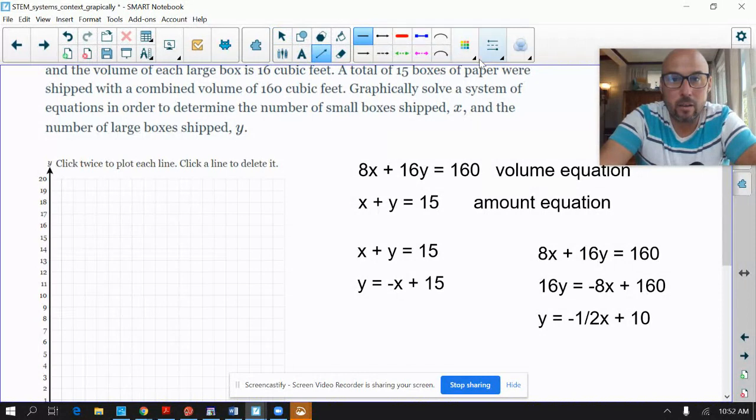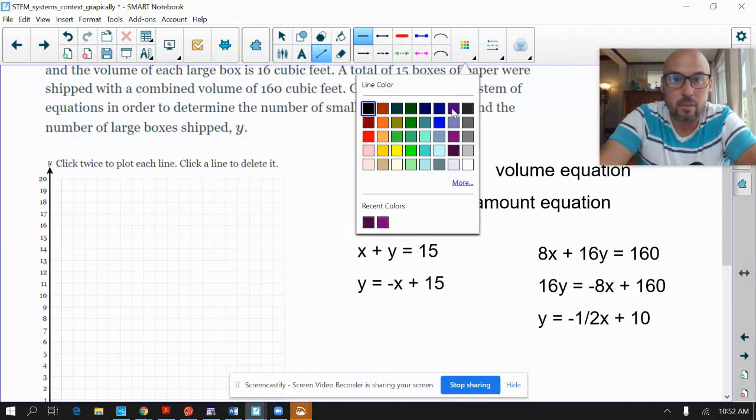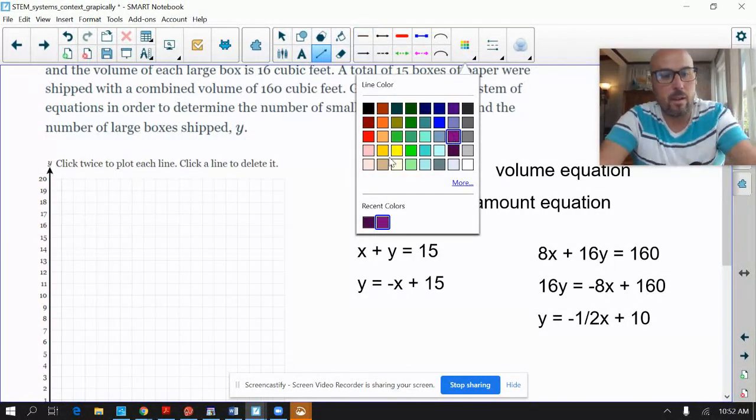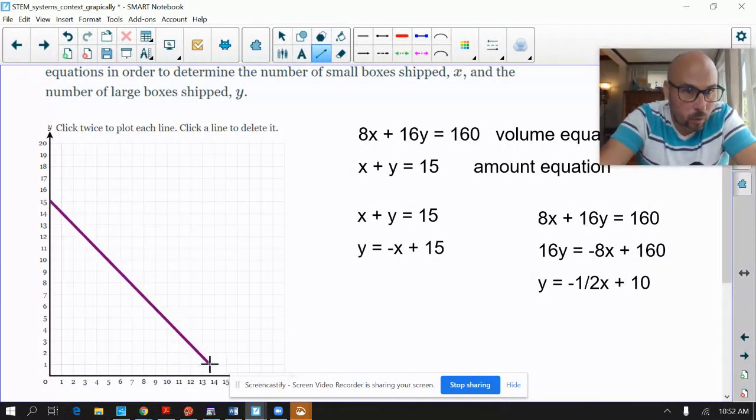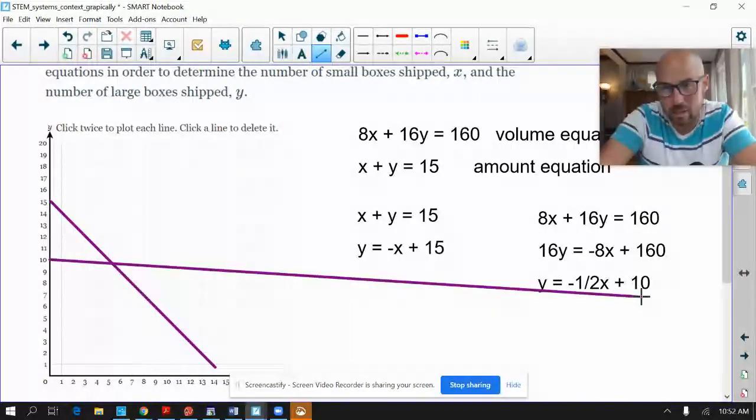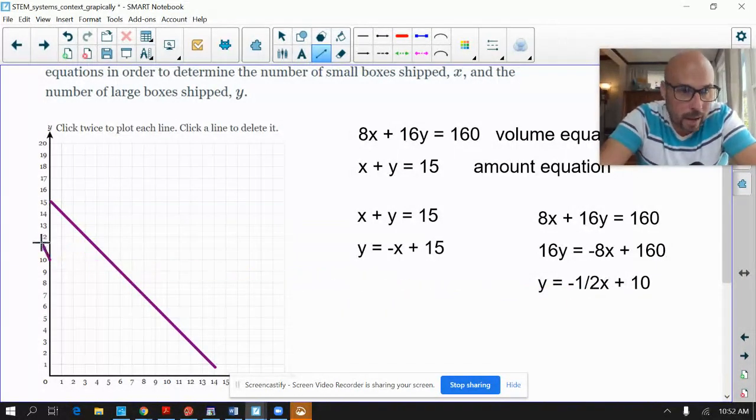And now I graph. Let's graph with purple. The first one is a starting y-intercept of 15 and a slope of negative 1. So down 1 over 1, down 1 over 1, down 1 over 1. Bam. The other one has a y-intercept of 10, but a slope of negative 1/2. So down 1 over 2, down 1 over 2, and so on.